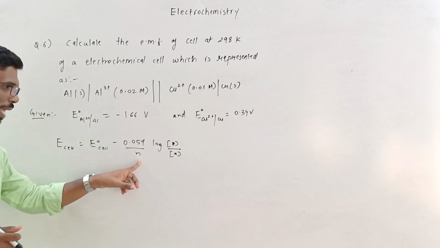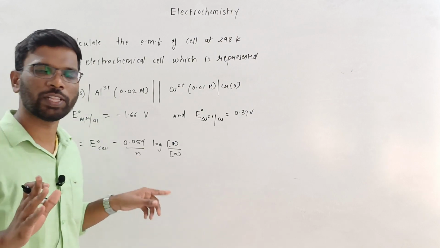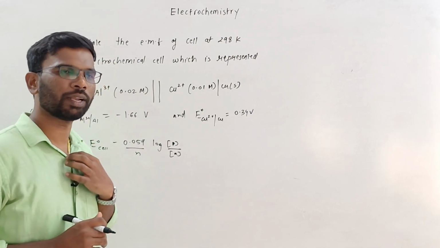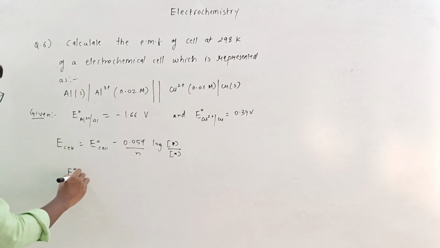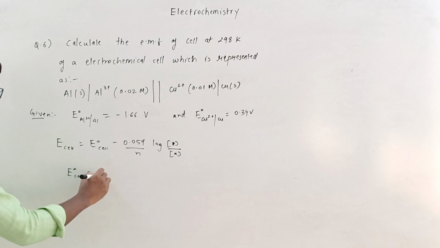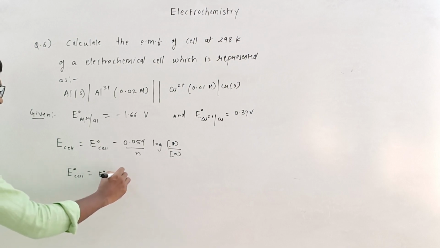So we need n, for which I will require the overall cell reaction, right? So here first we'll find E naught. What is E naught? E naught of a cell is E naught cathode minus E naught anode.